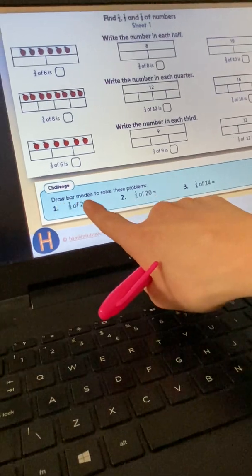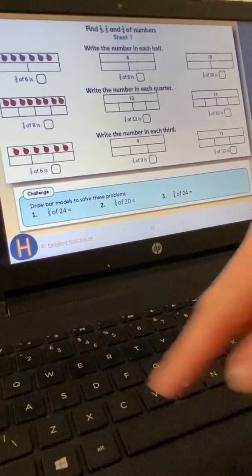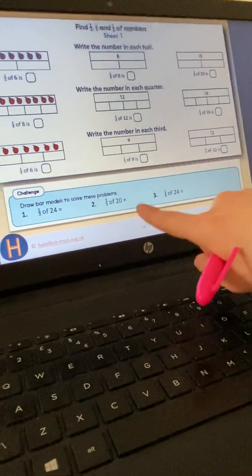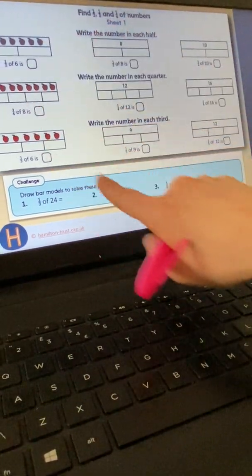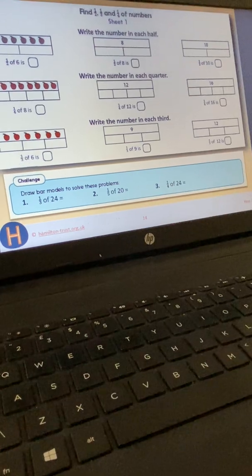Here's your challenges. Draw bar models to solve these problems. 1/3 of 24. So you're now going the other way. You are going to draw the box. 1/5 of 20. How you would show your working out using these boxes. And a quarter of 24, you have to draw it. Okay? Let me know how you get on.